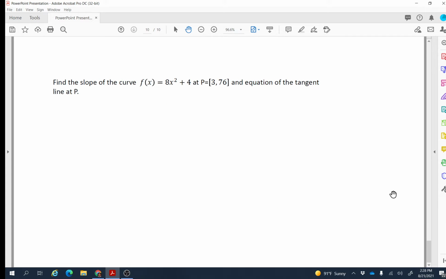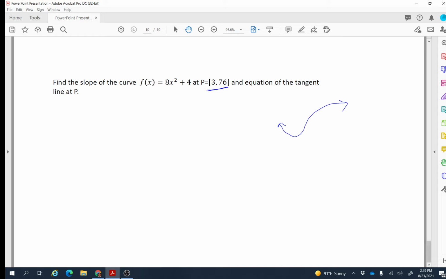The next question is to find the slope of the curve. So we have been given a function, a point, and the equation of the tangent line. We need to find the slope of the curve. Slope means it's a rate of change. So let's say this is the curve. We want to find the rate of change of this curve, and we can find that by finding the slope of the tangent line at that point. So if you are interested in finding the rate of change of any function at one particular point, you need to find the slope of the tangent line at that particular point.